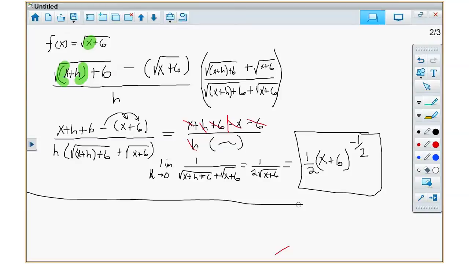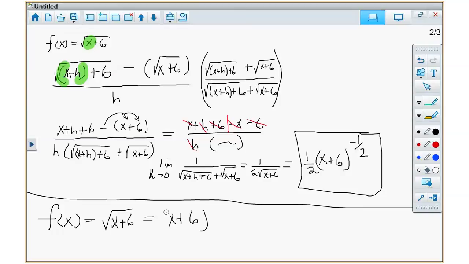Now, for those of you that have had calculus before, let's check it. f of x is equal to the square root of x plus 6. Well, we don't like radicals, and calculus don't mix. So x plus 6 to the what? 1/2 power. Bring that 1/2 out front. Bring down what's in the parentheses. And 1/2 minus 1, which is negative 1/2.